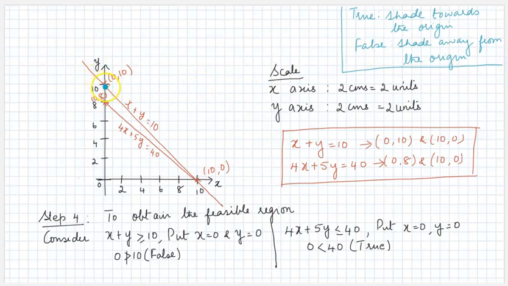So now let me take the first equation, that is x plus y equal to 10. So when we consider the inequality, we got the result as false. So when it is false, you have to shade away from the origin. So this is the line. The origin is here. So away from the origin means you should shade on top of this line.